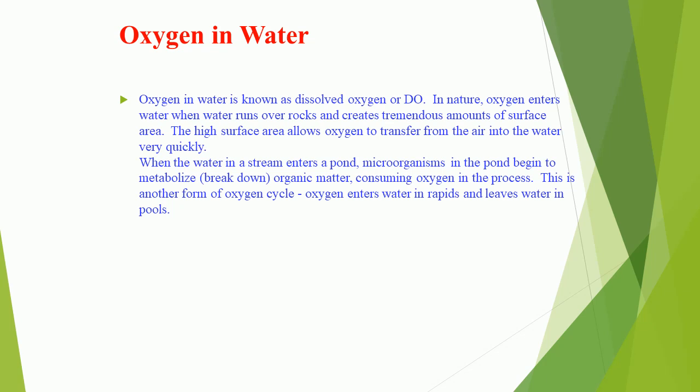When the water in a stream enters a pond, microorganisms in the pond begin to metabolize, break down, organic matter, consuming oxygen in the process. This is another form of oxygen cycle. Oxygen enters water in rapids and leaves water in pools.